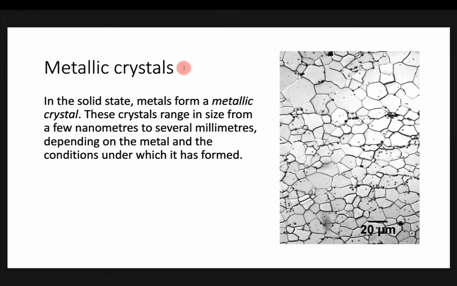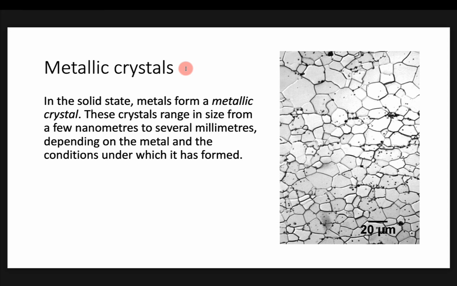Now, we'll talk about metallic crystals as well. So whenever a metal is in its solid state, the metal atoms will actually form metallic crystals. So metals are made up of crystals. We don't often think of metals as being made of crystals, but they are actually made of these crystals that are also sometimes called grains. So you'll hear them referred to as grains as well.